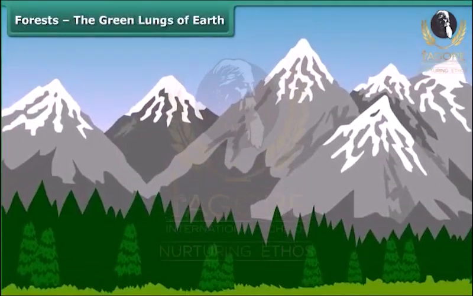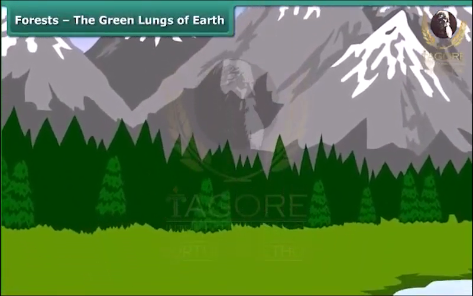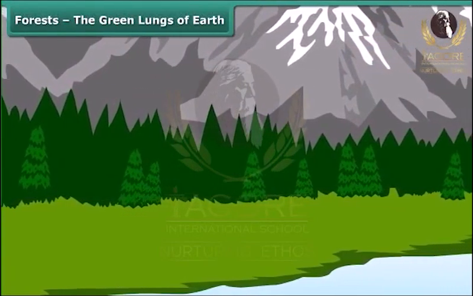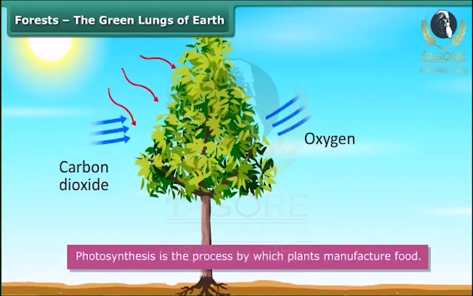Hills have dense forests. Forests maintain the balance of oxygen and carbon dioxide in the atmosphere through photosynthesis. Photosynthesis is the process by which plants manufacture food. In this process, plant leaves use the light from the sun to synthesize food from carbon dioxide and water.